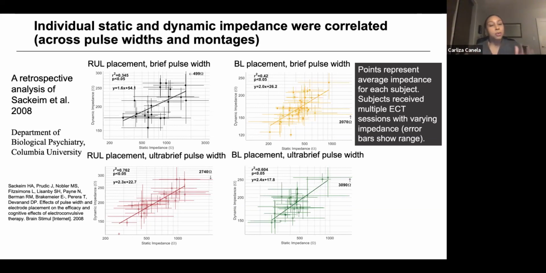What we have in front of us is the average data for these 90 patients, where we took their average static impedance and average dynamic impedance, and you can see the full range of the session-by-session impedances through the error bars. As you can see, the static impedance varies widely and the dynamic impedance varies a little more narrowly. And we found a statistically significant correlation, sometimes weaker, sometimes very strong.